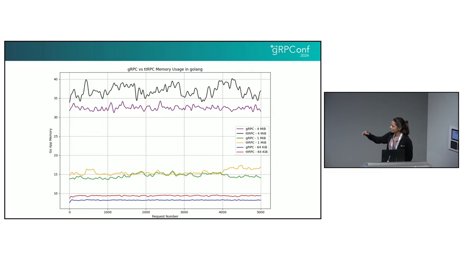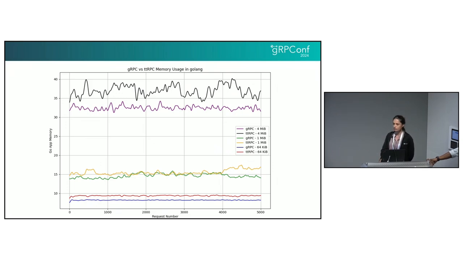Sorry, the line represents the trends. And you can see that for lower payload sizes, gRPC performs better than TtRPC. And so this suggests that the core runtime management of memory allocation and garbage collection for gRPC is better than for TtRPC.